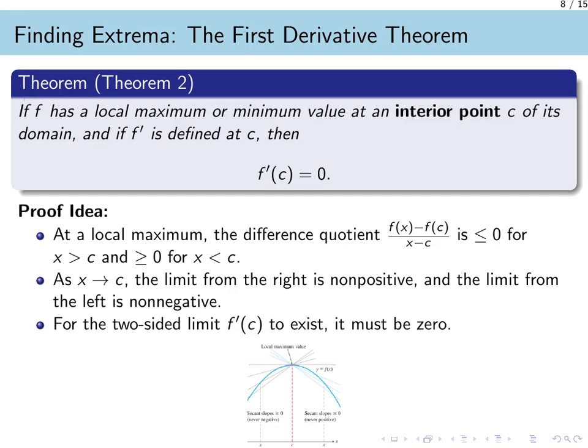This theorem provides a powerful and direct method for locating potential local extrema by connecting them to the first derivative. The theorem states that if a function has a local maximum or minimum at an interior point c, and if its derivative exists at that point, then the derivative at c must equal 0.